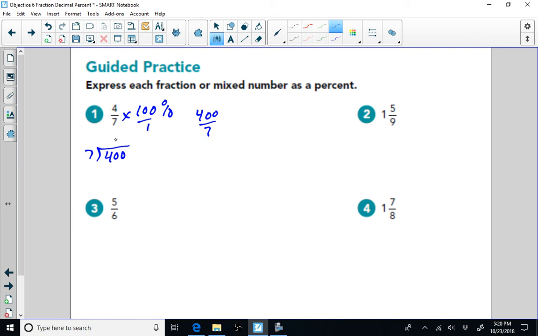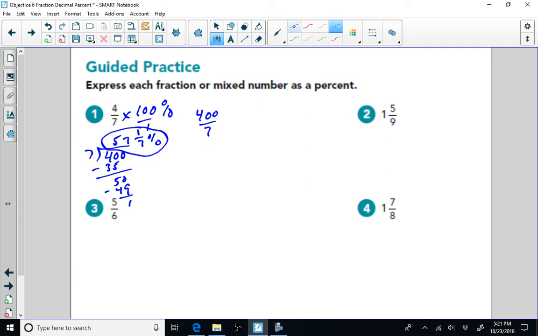That's going to go, let's see, 6 times 7, 5 times 7 is 35. Subtract, I get 5, bring down the 0. 7 times 7 is 49. I subtract, I get 1. Right? So that is 57 and 1/7%. I take my remainder of 1, put it over my divisor of 7, and I get 57 and 1/7%.